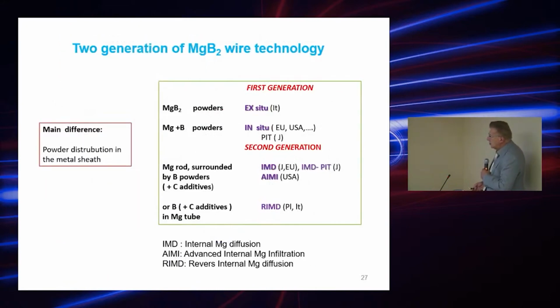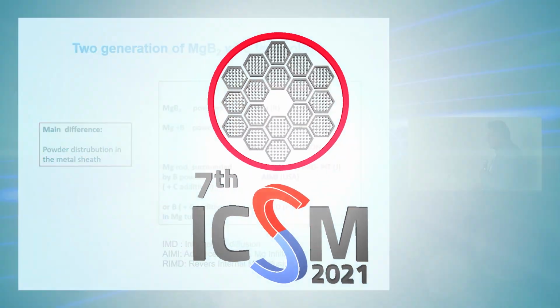Up to now, we know two generations of MgB2 by this technology, by powder in tube. The first generation is in situ materials produced in the metal sheath, and another one is the IMD, internal magnesium diffusion, and advanced internal magnesium infiltration. Both names consist of the same technology.